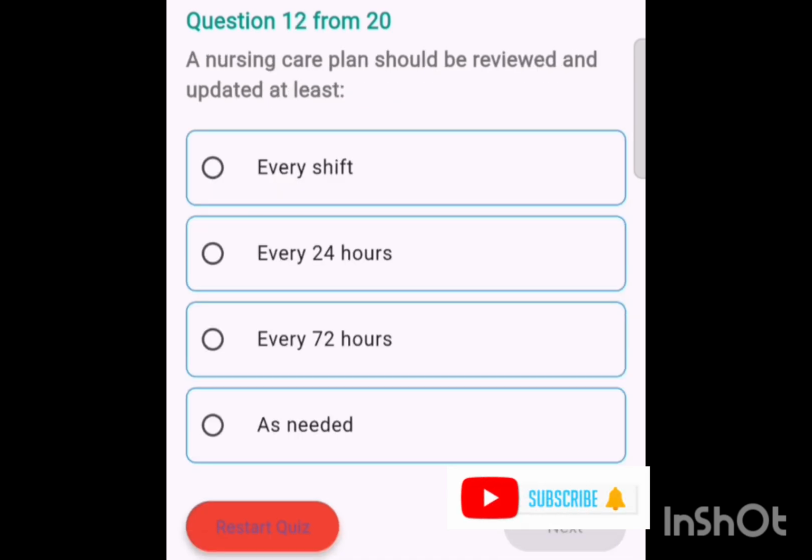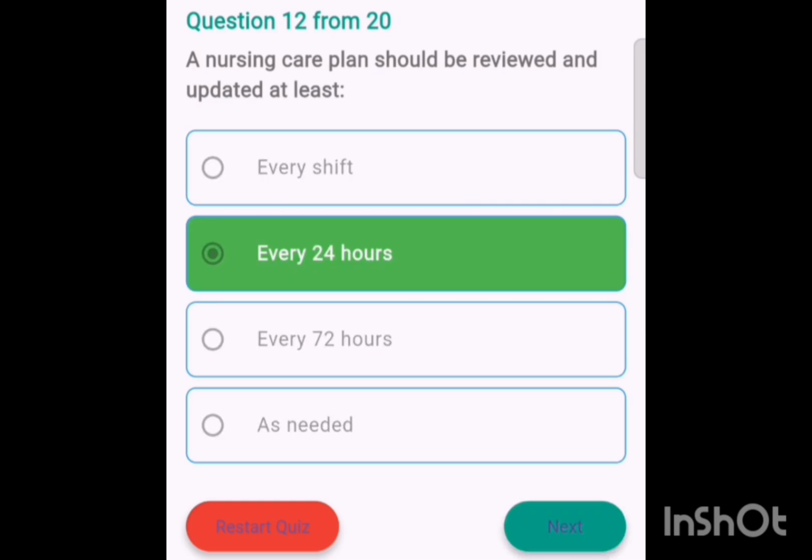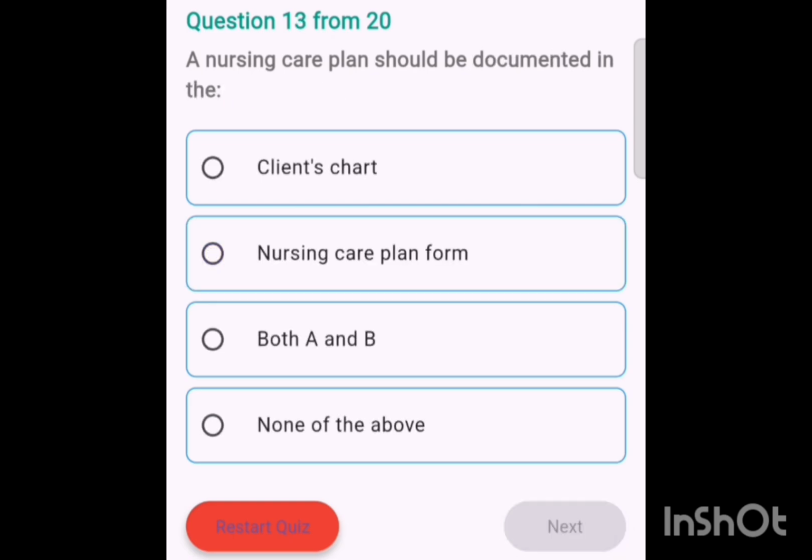Question number 12. The nursing care plan should be reviewed and updated at least: every shift, every 24 hours, every 72 hours, or as needed. The correct option is every 24 hours. A nursing care plan should be reviewed and updated at least every 24 hours to ensure it aligns with the client's changing needs and status.